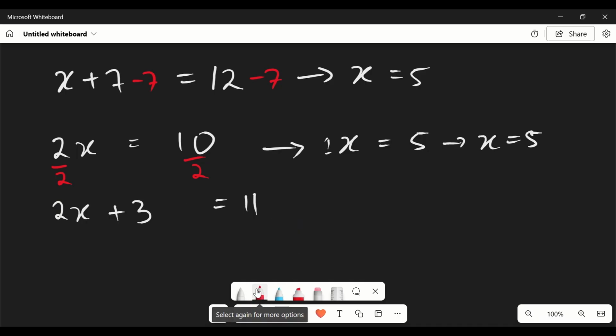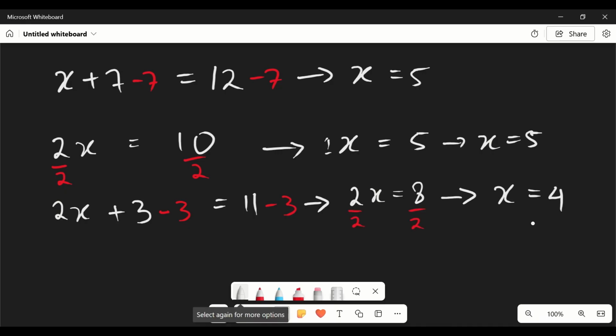2x plus 3 equals 11. First, we subtract 3 from both sides. Then we get 2x equals 8. And then we divide both sides by 2. It becomes x equals 4. So we must always remove addition or subtraction first, then multiplication and division.